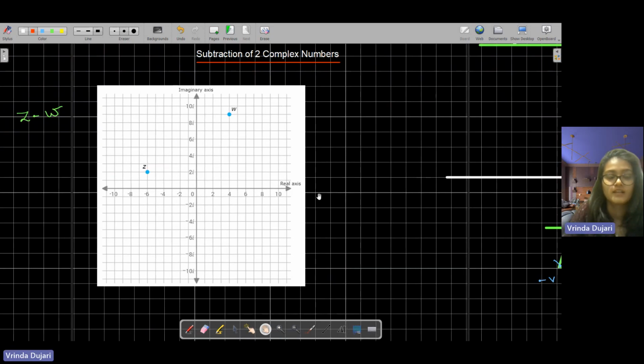Okay, so first we will subtract these two complex numbers on the complex plane, and then we will verify our answer arithmetically. So here in this problem, we want to find out the value of Z minus W. Okay, so I can write Z minus W as Z plus negative of W. So first of all, I need to find out the value of negative W. Okay, so first of all, let's connect Z and W with the origin. That will be your first step. Connect Z and W with the origin.